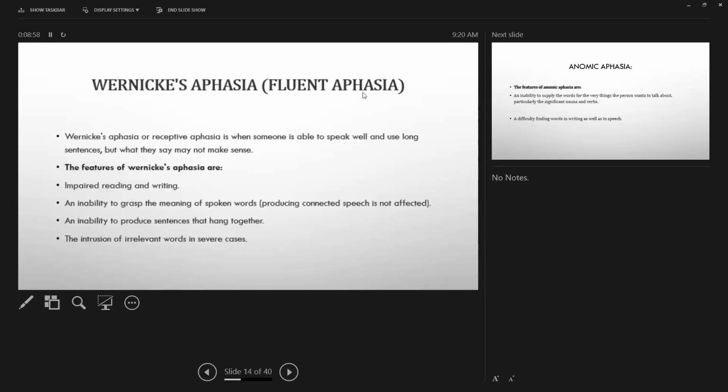Next is Wernicke's aphasia. Here the comprehension is distorted because of some disturbance in Wernicke's area, but Broca's area is completely intact. Wernicke's aphasia, or receptive aphasia, is when people are able to speak well and use long sentences, but what they say may not make sense because their comprehension ability is not there. The features of Wernicke's aphasia are impaired reading and writing, and inability to grasp the meaning of spoken words.